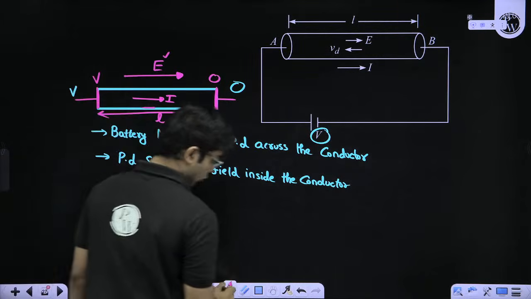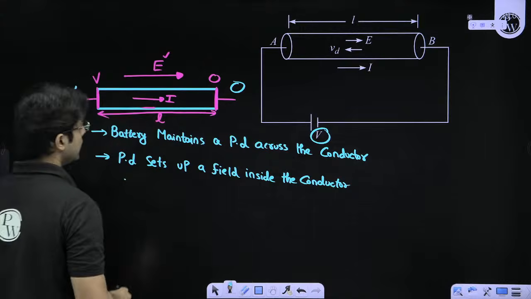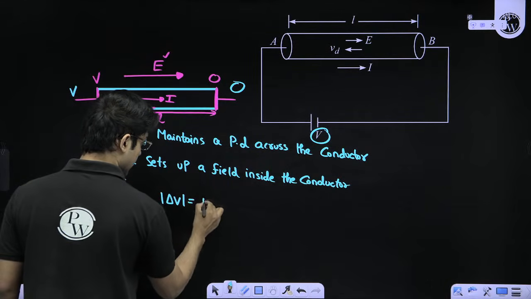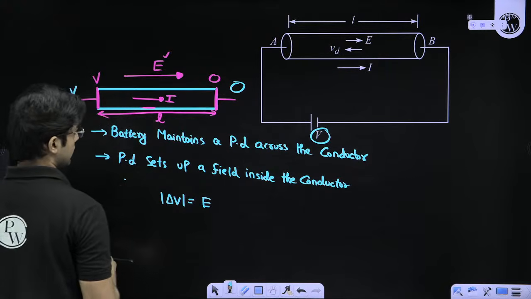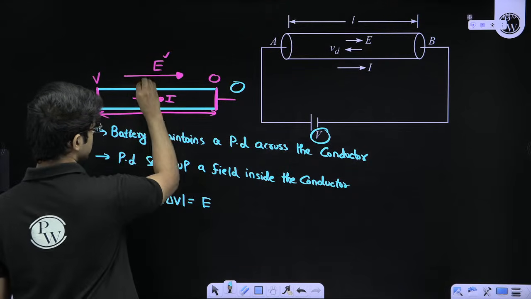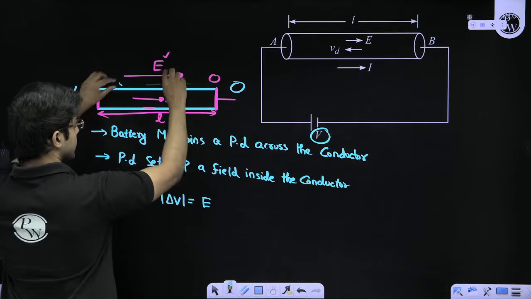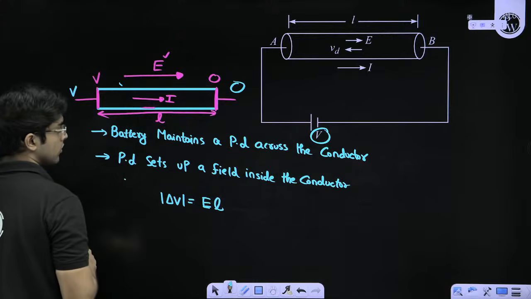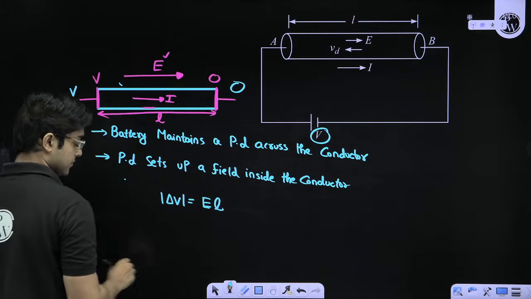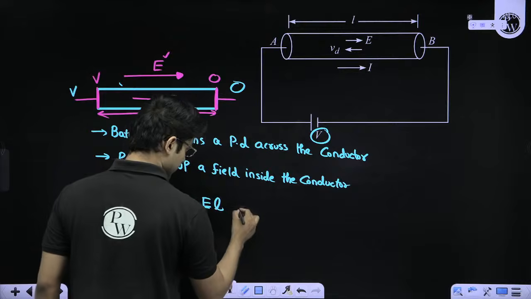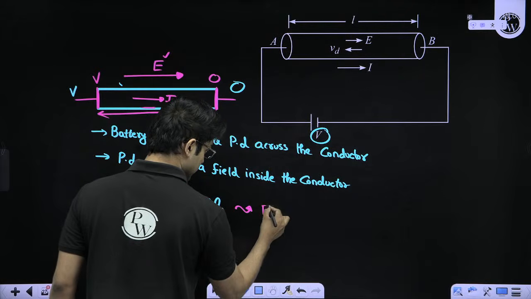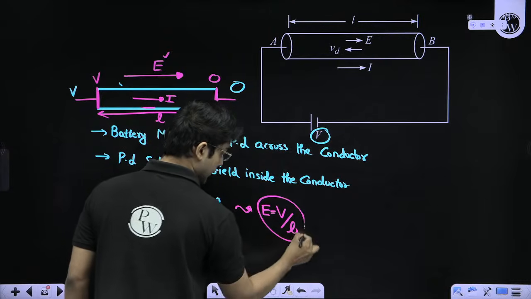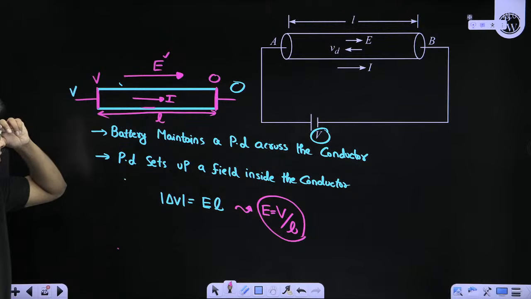So what was the relation between potential difference and electric field? The potential difference magnitude, we can write it as the integration of E dot dl, right? But here the electric field is constant, so the integration of E dot dl I can write as E into L. It will be simply E into L, because the electric field is constant. So what this means is the electric field, I can get it as V divided by L, in terms of the potential difference.